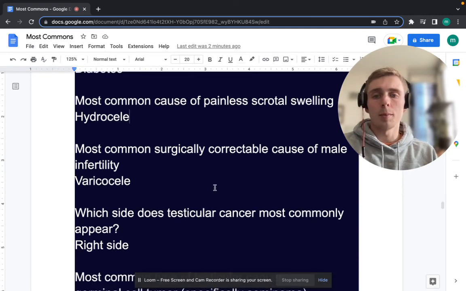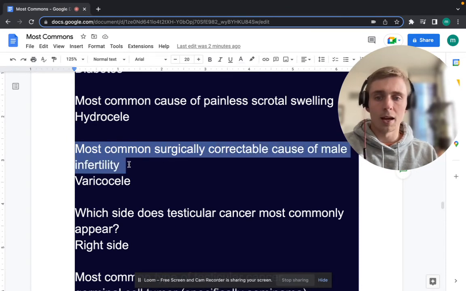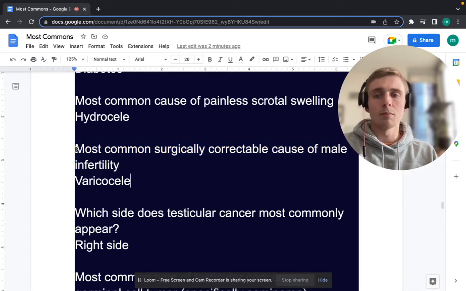What is the most common surgically correctable cause of male infertility? That's going to be varicocele. That's the dilation of the pampiniform plexus of veins in the scrotum. So varicocele is a backup of venous flow into the scrotum, and it's the most common correctable cause of male infertility.